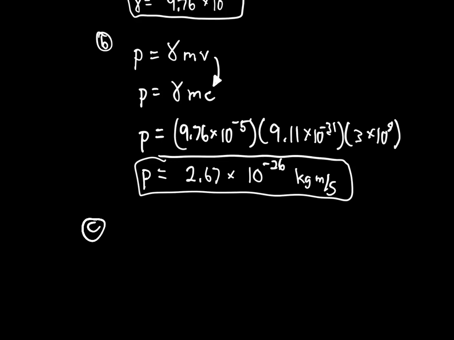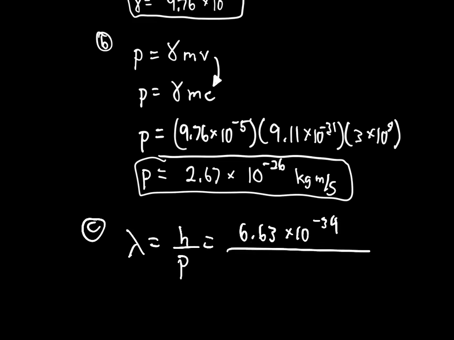Now they want to know, what's the wavelength of this electron? How do I find the wavelength? I just found the momentum. If I know P, what's the easiest way to find lambda? Lambda is h over p. H is Planck's constant, 6.63 times 10 to the negative 34 over p, 2.67 times 10 to the negative 26.